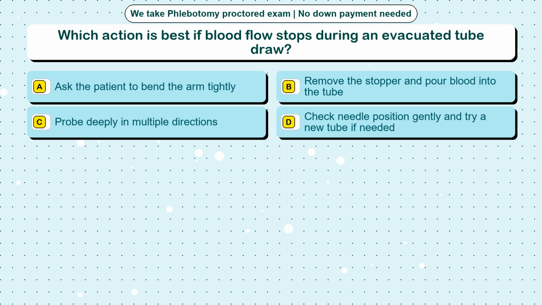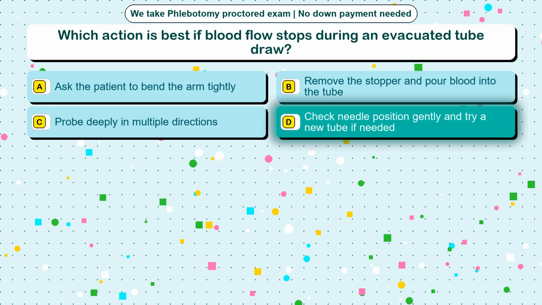Question 65. Which action is best if blood flow stops during an evacuated tube draw? Option A, ask the patient to bend the arm tightly. Option B, remove the stopper and pour blood into the tube. Option C, probe deeply in multiple directions. Option D, check needle position gently and try a new tube if needed. The correct answer is option D, check needle position gently and try a new tube if needed.